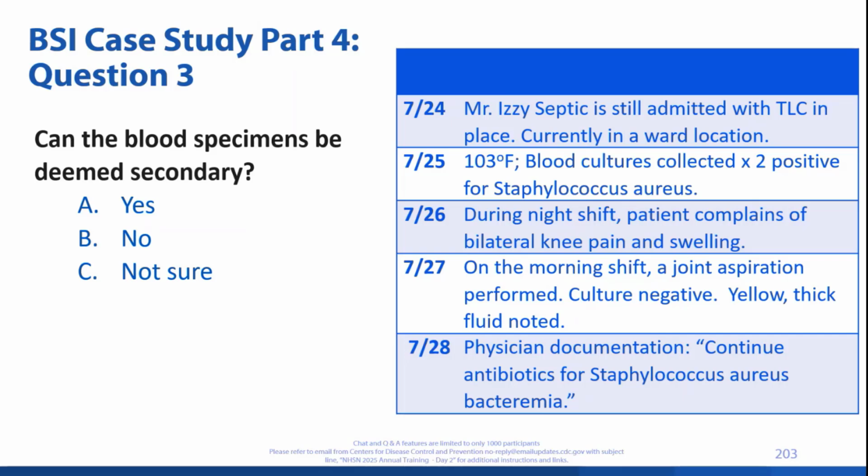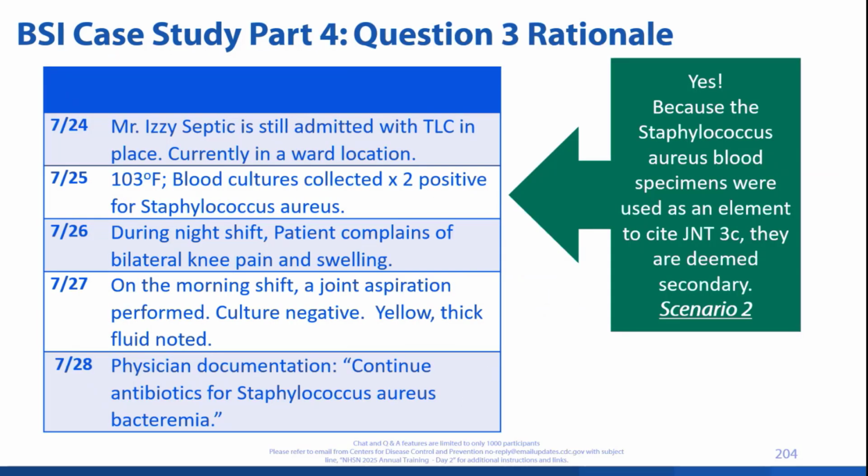LaTasha, it's overwhelmingly A. Awesome. You are correct. Yes, the blood specimen can be deemed secondary. Because the Staph aureus blood specimens were used as an element to cite the joint 3C, it is deemed secondary. In this case, we're applying scenario 2, where the blood specimen is used as an element. Great job.